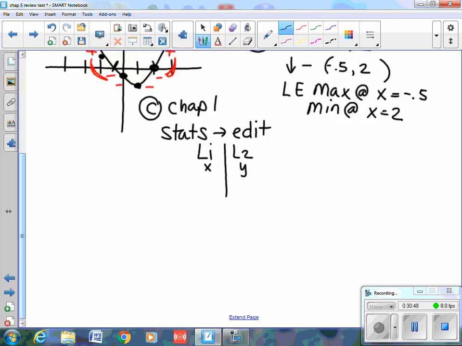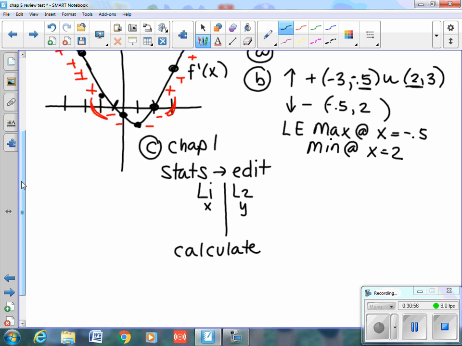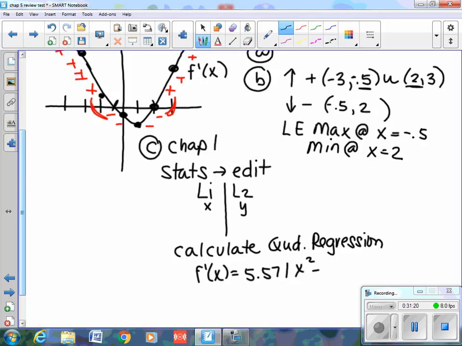And then you're going to hit calculate, and you want to calculate what? They're specifically telling you what kind it is. It's a quadratic regression. It'll say quadratic regression, and it'll spell it all out for you. It'll give you exactly what it is. It'll give you f prime of x equals 5.571x squared minus 6.714x minus 4.857.